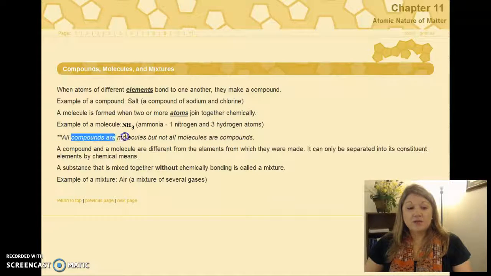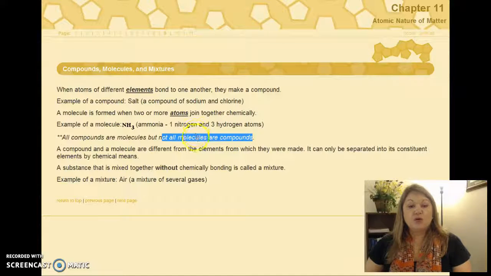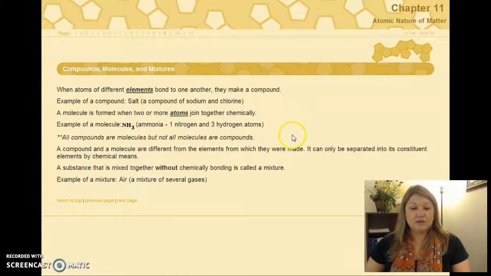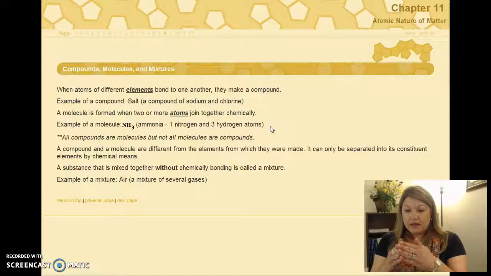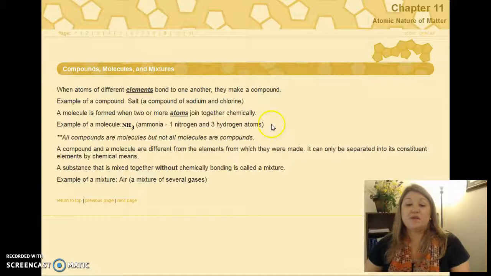Now all compounds are molecules, but not all molecules are compounds because you could have the same type of element. Compounds have to be different. A molecule can be different or the same type of element. Now, to make a compound or molecule takes a chemical reaction. That's how they're made. You can't just stick them together or glue them together. Some kind of chemical reaction has to happen to make them combine and form their bonds.